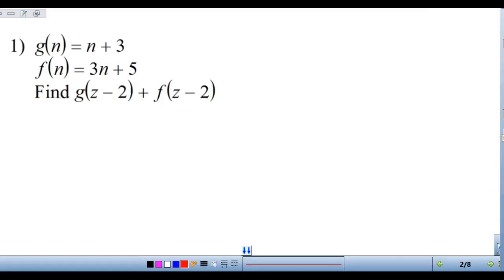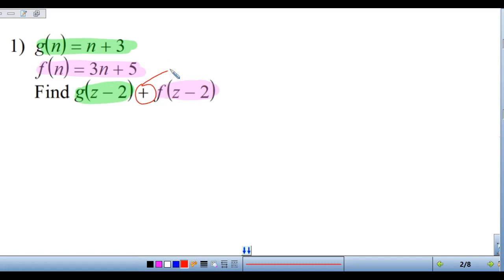Okay, so these can look a little bit intimidating when you first start, but what you've got here are two different functions. We have g of n is one function, and then we have f of n as another function. And you've done some before where you have to choose which function to use. But in this particular problem, you're going to be using both of them. So first you're going to find g of this, z minus 2. And then you're going to find f of z minus 2. And then when you're done finding both of those, you're going to take your two answers and you're just going to add them because that's what this composition says to do.